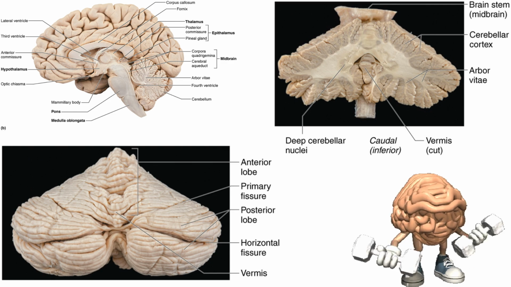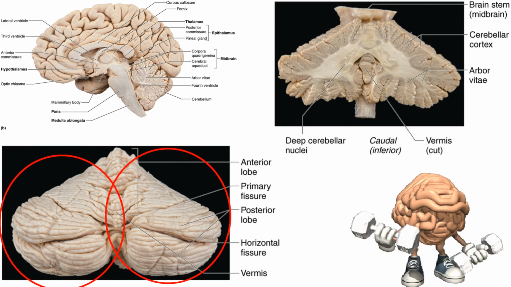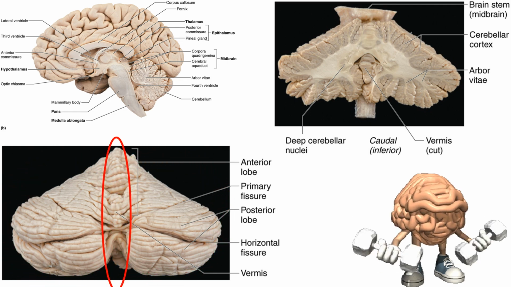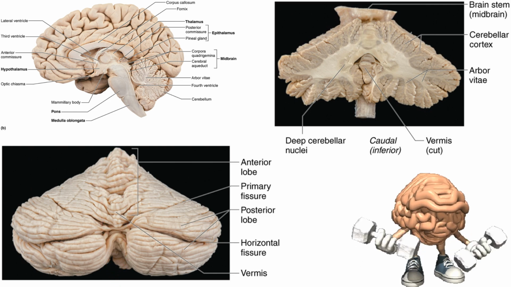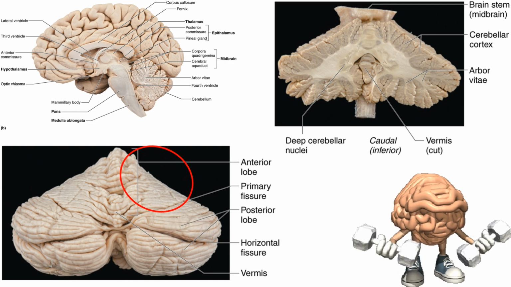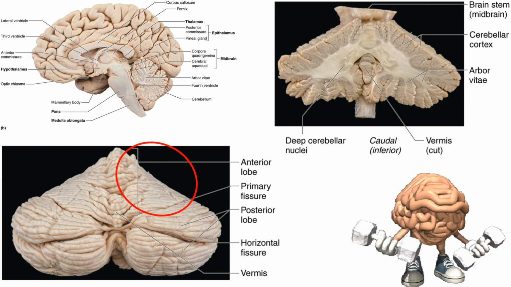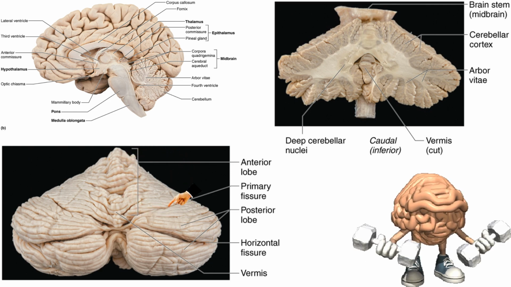Looking at the external structures, we see the right and left cerebellar hemispheres, joined in the middle by the ridge-like vermis. The surface is composed of thin, leaf-like folds called folia, which are divided into the anterior, posterior, and the deep flocculonodular lobes, separated by the primary fissure.